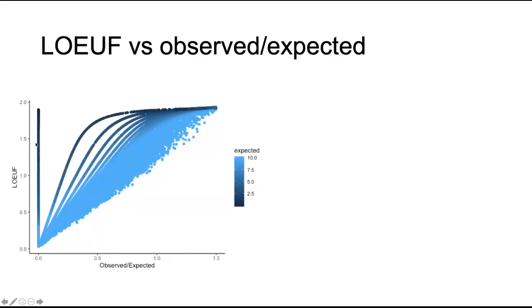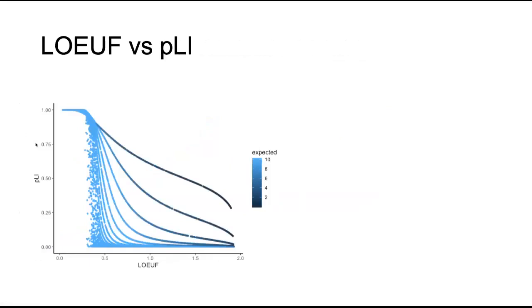I'm not going to go through that. I'm kind of running a little bit low on time. But for those who are curious about what it looks like compared to PLI, this is kind of what I refer to when I mean that it's not really to be used as a continuous value, whereas LUF can be.